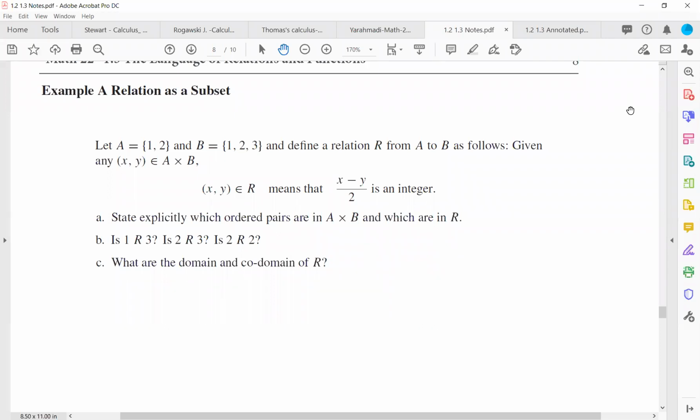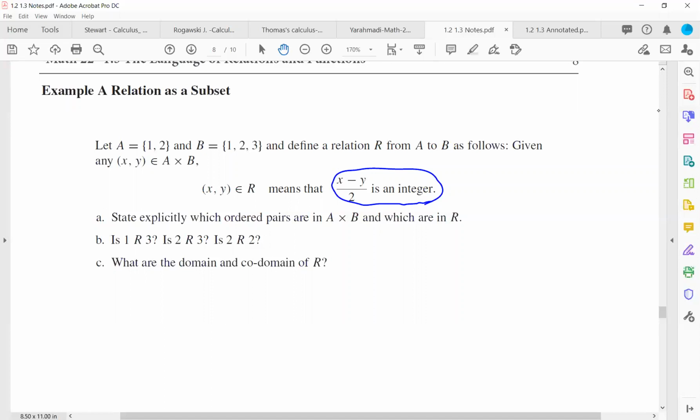Now for the rest of the relations that we can define in discrete math, take A to be set 1, 2. B with a set including 1, 2, 3. Suppose you define a relation this way. You say that x and y are in relation with each other if and only if x minus y divided by 2 is an integer. So this is just a random relation that we define.